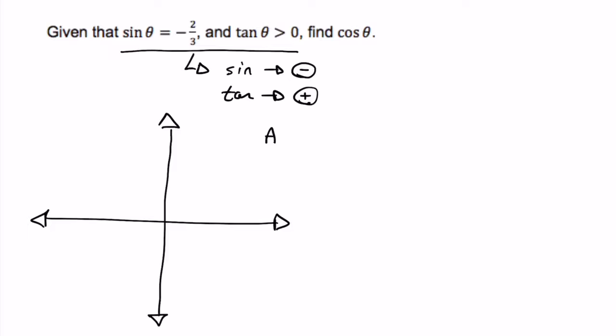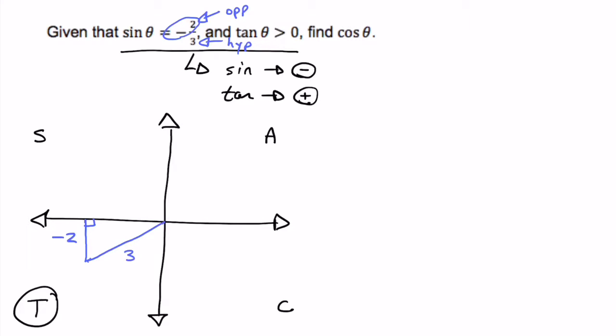So I know tan is positive in A and T, but everything's positive in A, so it's gotta be T. So then in quadrant 3, I'm just going to construct my right triangle with the x-axis. And now I'm going to look at sine is opposite over hypotenuse. So I know the opposite side of the reference angle is -2 and the hypotenuse is 3. So -2 is opposite the reference angle and 3 is the hypotenuse.